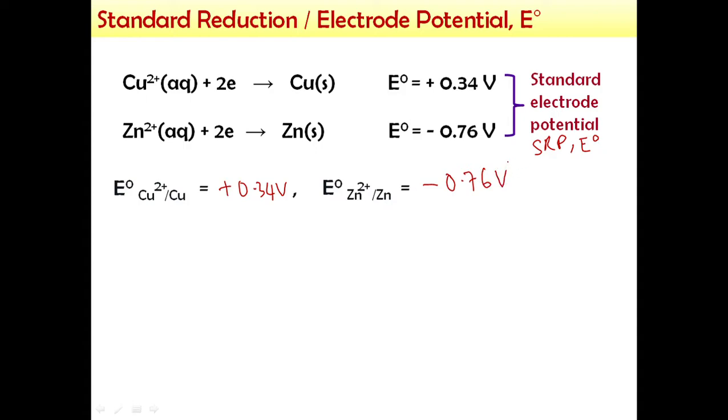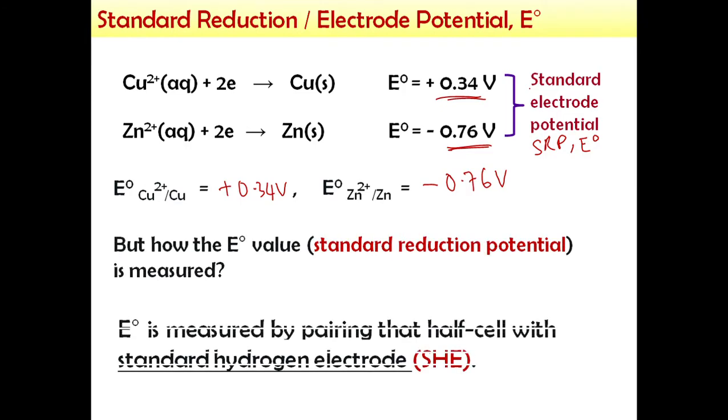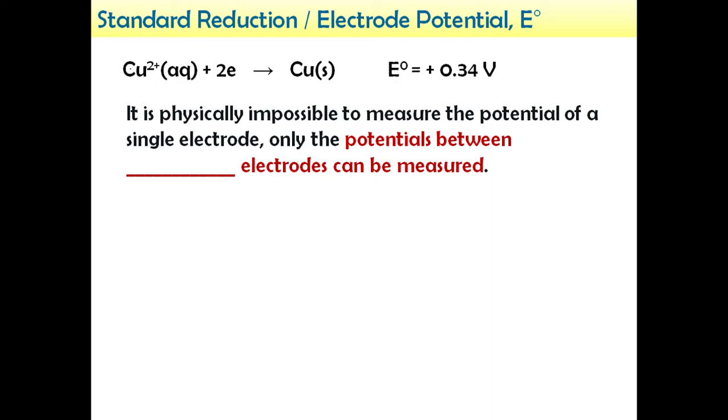But, how can we know that the half cell reaction, this value is measured? We're going to pair the half cell with standard hydrogen electrode, SHE. Okay, jadi contoh, kalau saya ada this equation, okay, untuk copper, saya nak tentukan nilai SRP value ataupun E0 value. So, it's actually impossible kalau saya nak measure of the single electrode. Jadi, kalau saya ada satu je electrode, saya memang tak boleh nak kira ataupun measure nilai SRP dia. We only can determine the potential between two electrodes. So, mesti kena ada dua electrode.